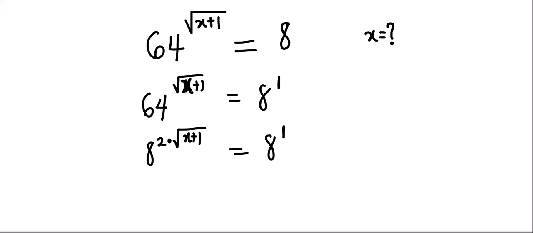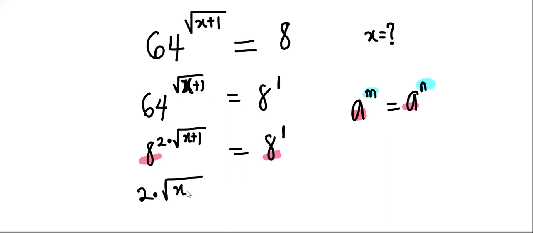Now, if you look at this carefully, you can see that we have the base of 8 and the base of 8. The rule of indices says that if you have a to the power of m equals a to the power of n, provided you have the same base, then you can easily equate the powers together. This is what I'm going to be doing right now. Since we have the same base, equating the powers, we have 2 times the square root of x plus 1 is equal to 1.